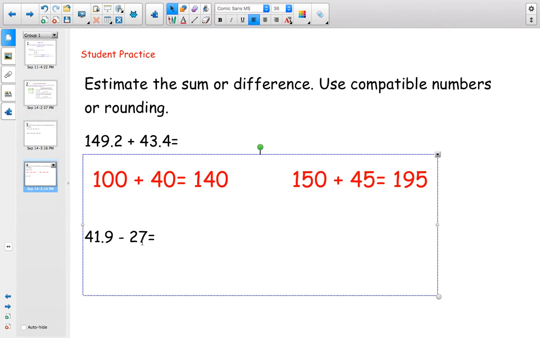All right, go ahead and find the difference of 41 and 9/10 minus 27 using compatible numbers or rounding to estimate your answer. Click submit when you're ready.